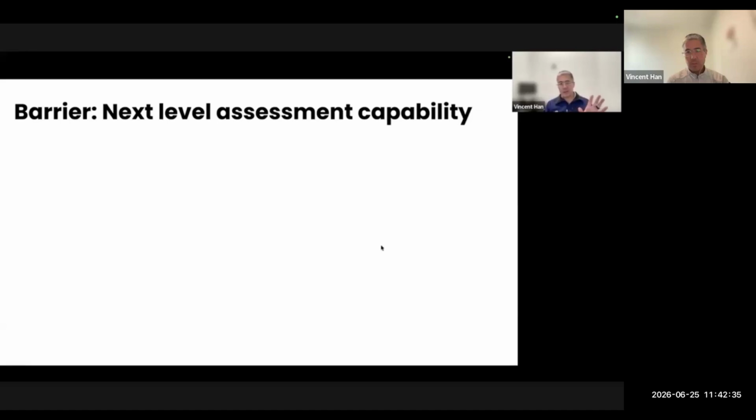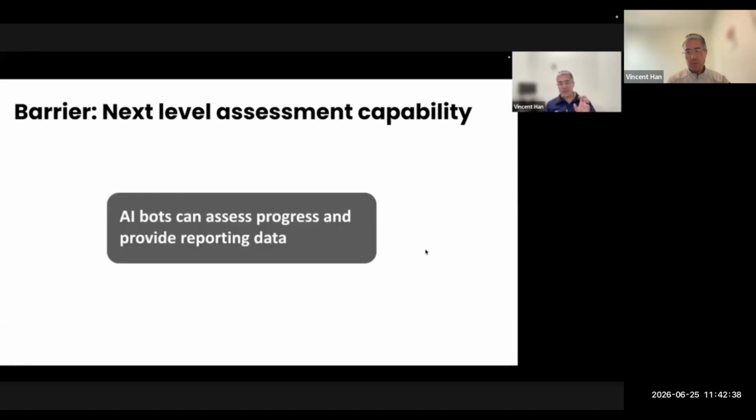I also think that there's this barrier for next level assessment capability. AI bots can assess progress and provide reporting data. This could be one of the killer app features and functionality of a bot, actually, where you can have the bot be, for the lack of a better term, like a benevolent informant for you. So imagine having the bot asking these questions over time about how the person's doing, what they think about the product, what they thought about that sales meeting, and of course to help them frame their thinking and to help coach them around personal development.